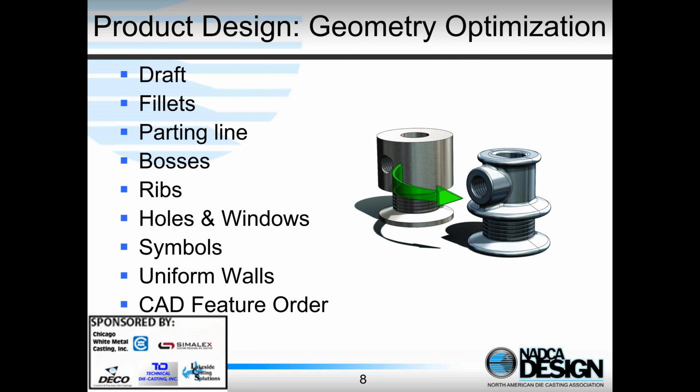So we need to understand draft, fillets, where I'm going to put the part in line. We'll talk about bosses and ribs instead of having solid features, i.e. the right-hand design rather than the left-hand design. We'll talk about holes and windows and how we handle those in die casting. And that really takes us to what we talked about on the last webinar in terms of how to get uniform walls.